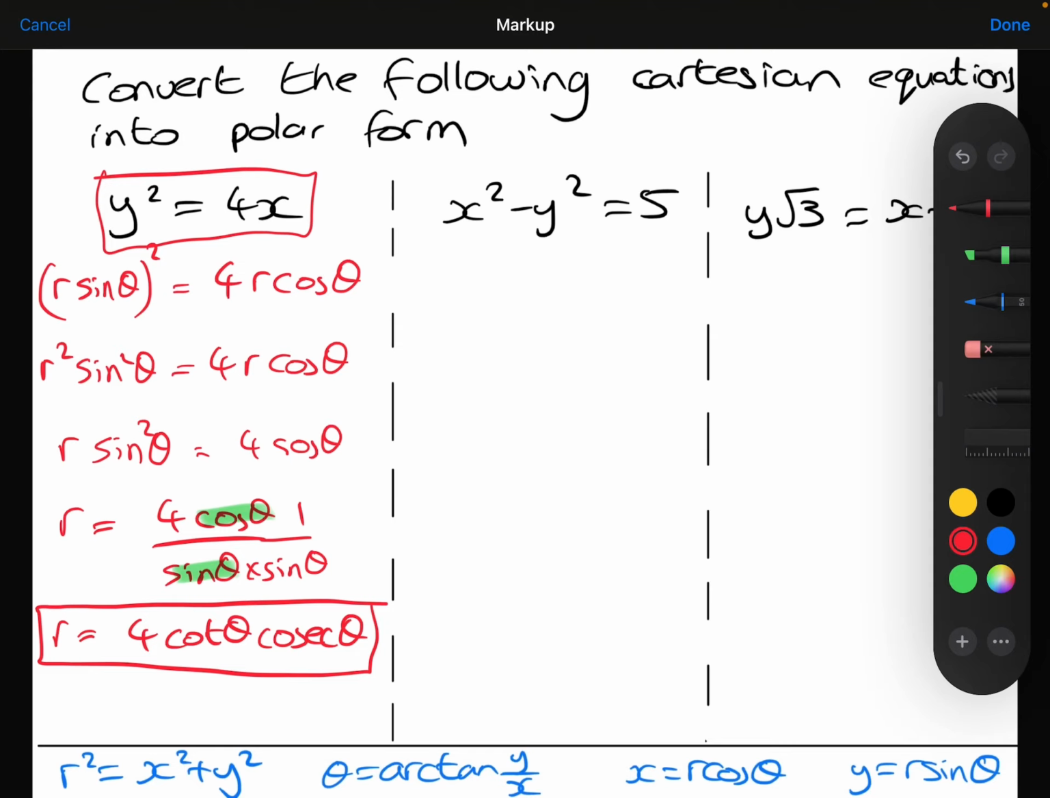Next, x squared minus y squared equals 5. Again, let's substitute the r cos theta in instead of the x. Let's substitute the r sine theta in instead of the y. And let's expand those brackets to give that. I'm then going to factorise the r squared outside.